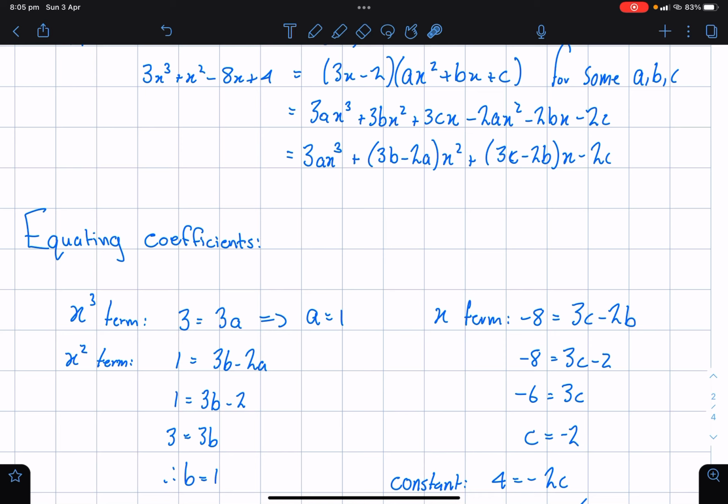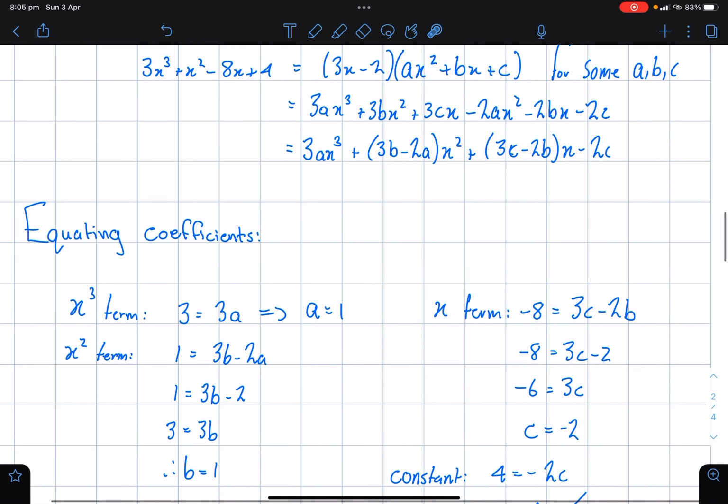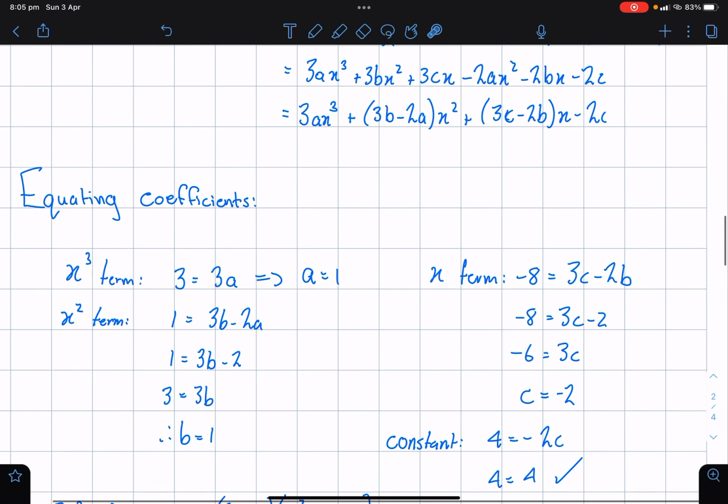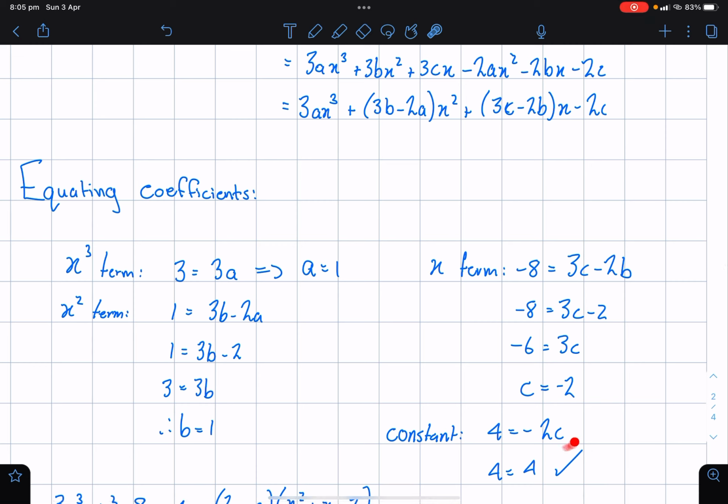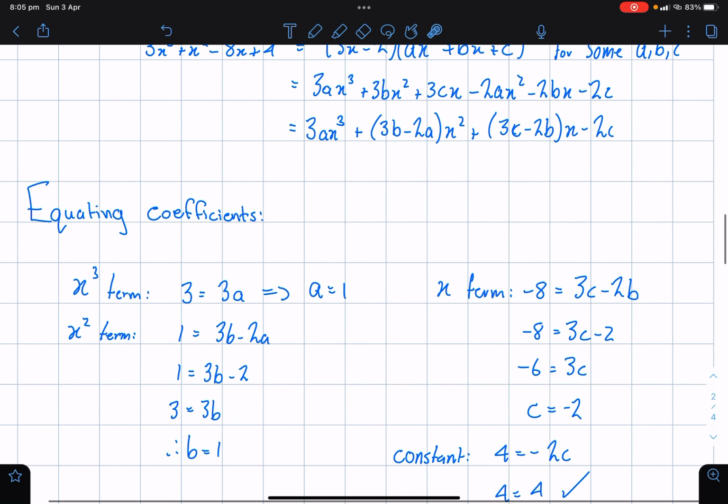We have found all 3 unknowns, but it's really good to do a double check. So I always substitute c into the constant term. So the constant term on the left-hand side is 4. On the right-hand side, it's negative 2c. And again, we find that substituting in negative 2 for c, 4 equals 4. That's a big check in my book, okay?